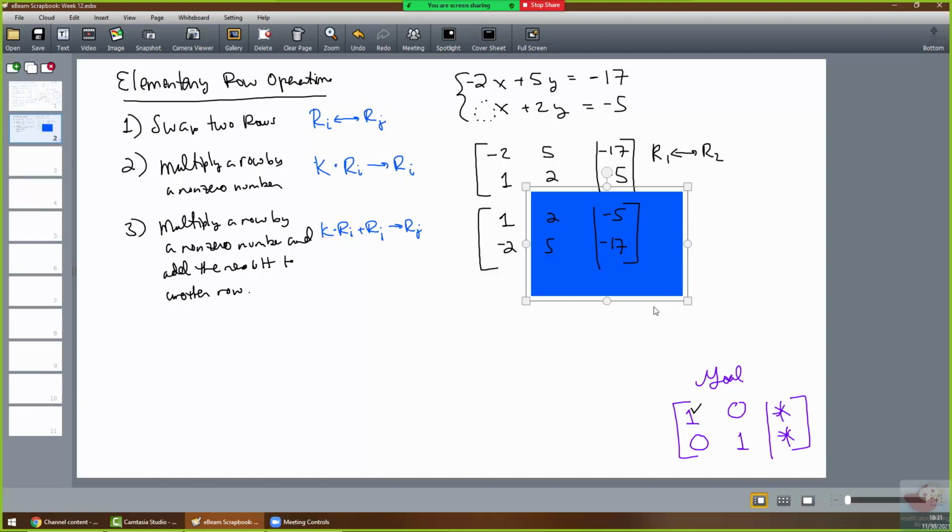What are we going to do? That -2 now needs to become a 0. Here's the deal. The third operation is what you use to make zeros. You can't use anything else, because the third operation is your elimination method.